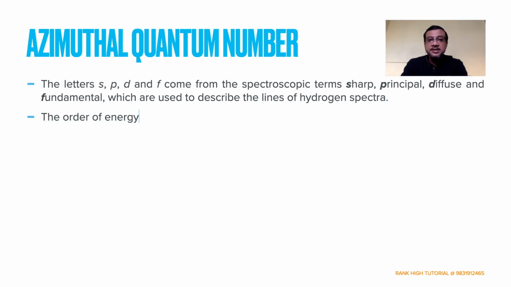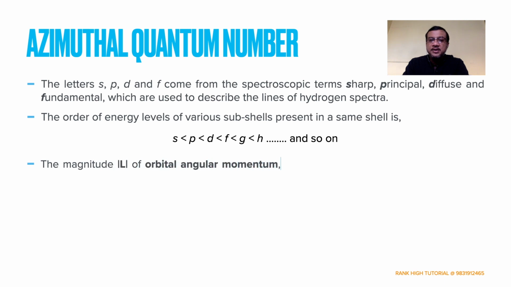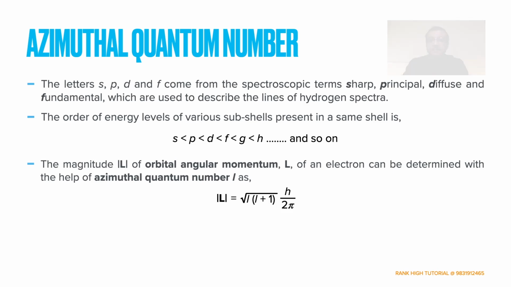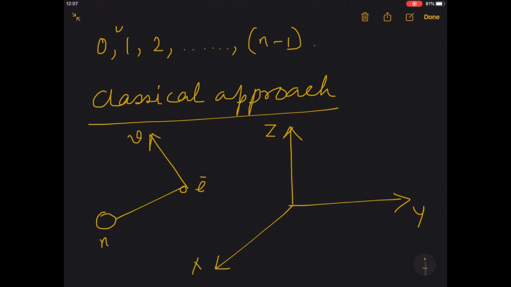The order of energy levels of various subcells present in the same cell is s less than p, less than d, less than f, less than g, less than h and so on. The magnitude of the orbital angular momentum of an electron, that is mod of capital L, can be determined with the help of the azimuthal quantum number, that is small l. The energy of a rotating particle, that is an electron, in an orbit is related to its angular momentum.